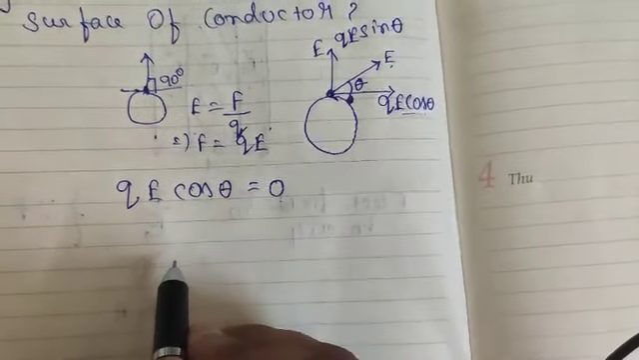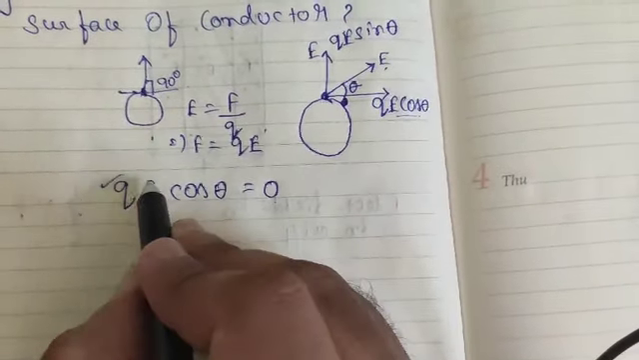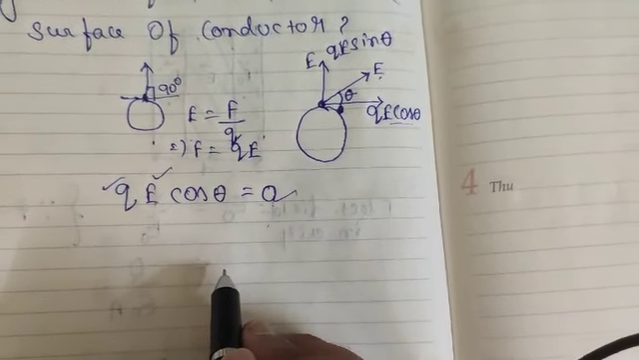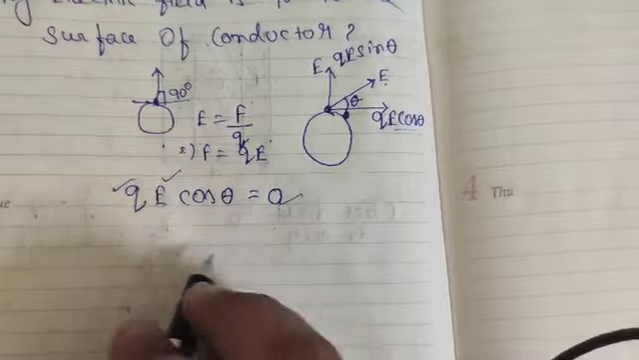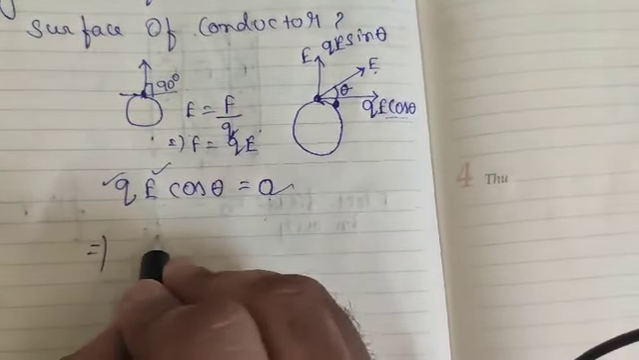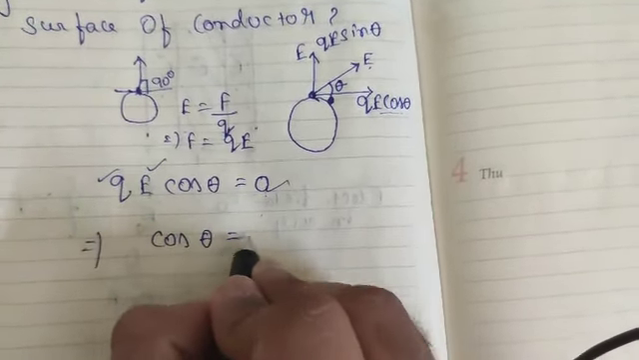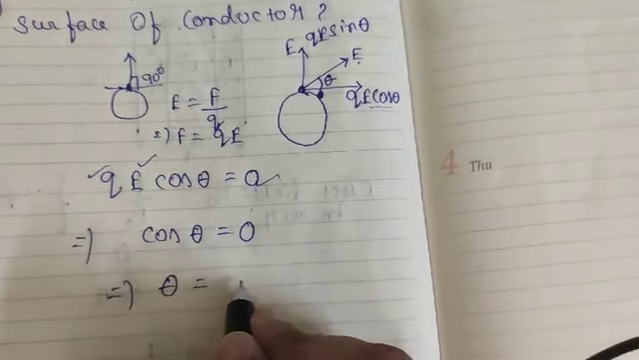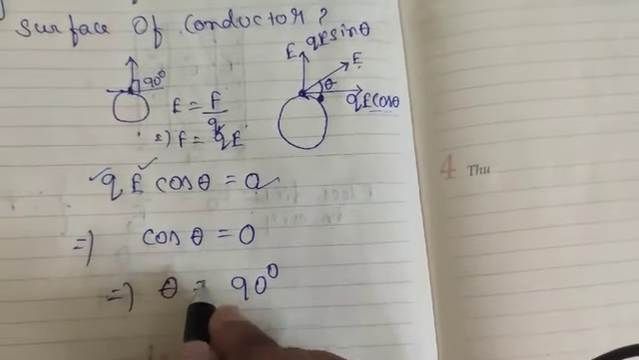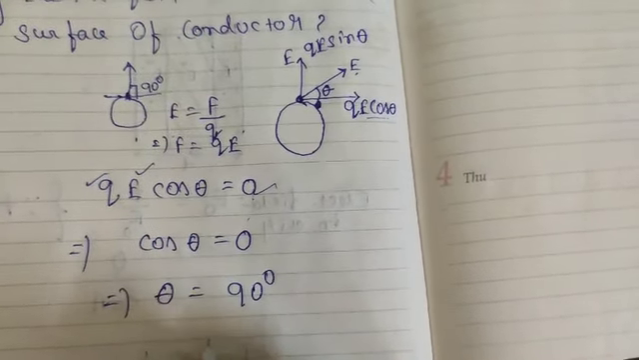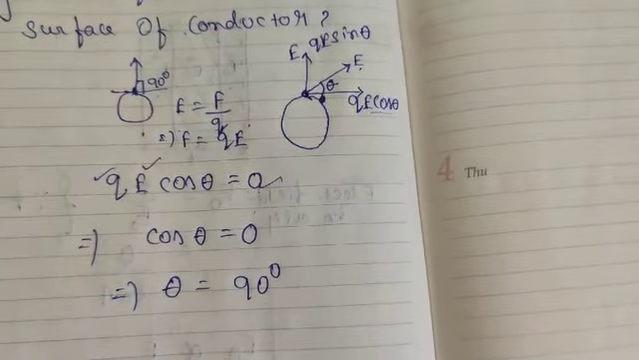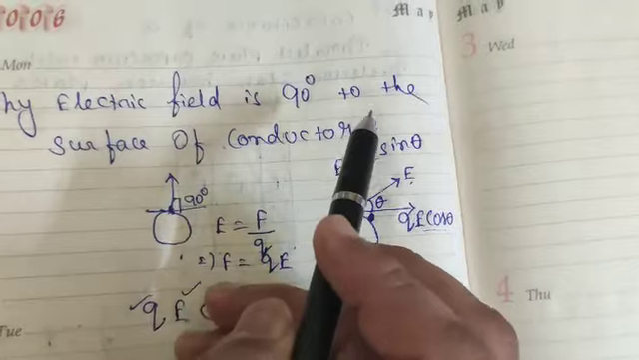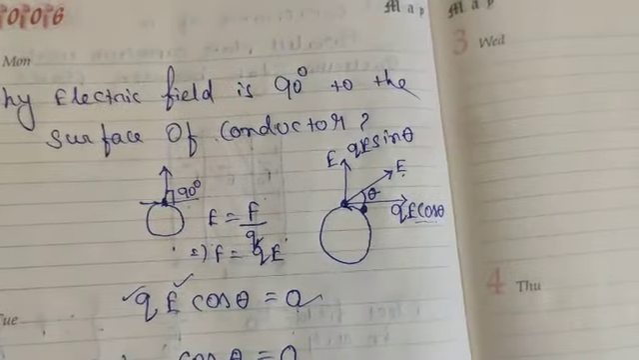So now let us come to the equation. QE cos theta equal to 0, right? So your Q and E cannot be 0, right? Yes or no? Your Q and E cannot be 0. So what you can write? Cos theta is equal to 0. So what is your theta? If cos theta equal to 0, then what is your theta? Which degree of theta, cos theta is 0? That is 90 degree. Okay. So now you have proved electric field is 90 degree to the surface of conductor, right?